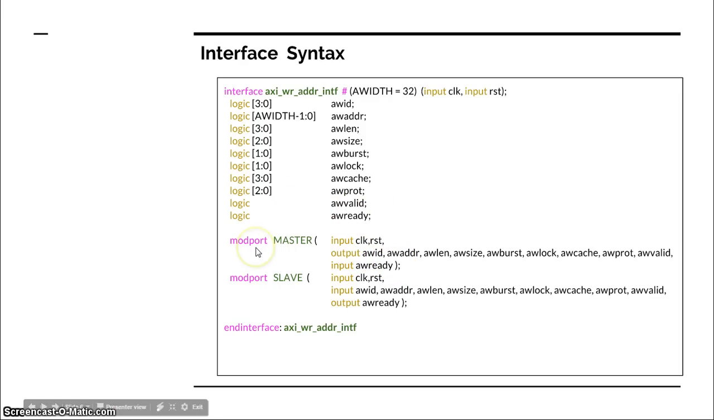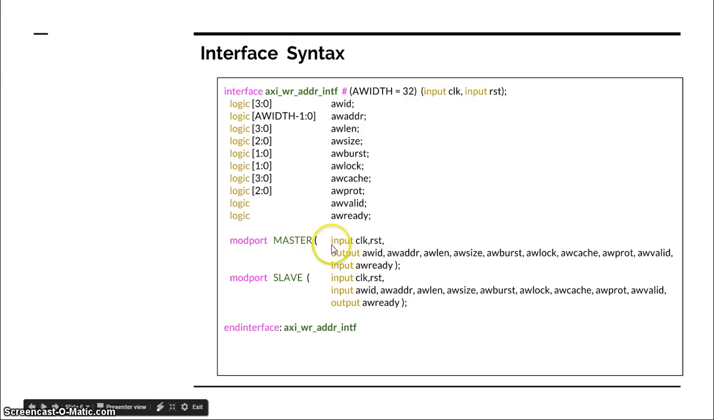Thus I have defined a modport named master by using the keyword modport followed by a user-defined name, and within the brackets you will list down the direction of the signals. So you just need to define whether it is an input or output. You don't need to specify the dimension again, because you have already specified the dimensions of the individual signals. Thus you are saying that within this modport called master, the signals clock and reset are inputs, and all the signals from AWID to AWVALID are outputs, and again AWREADY is an input.